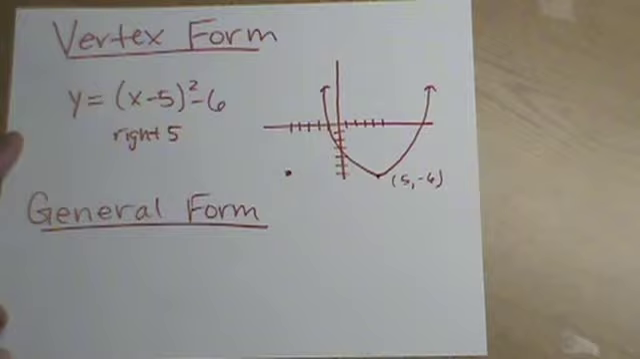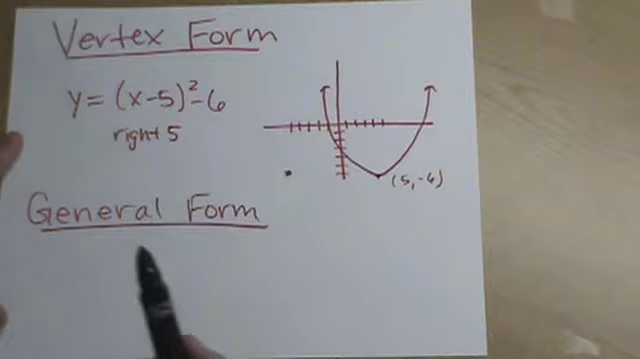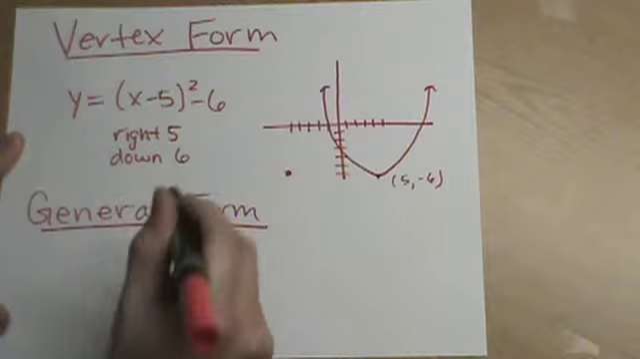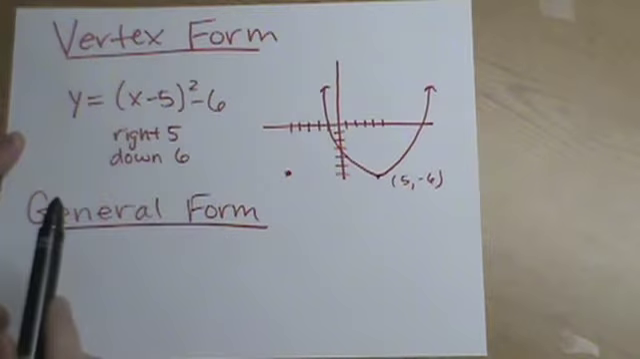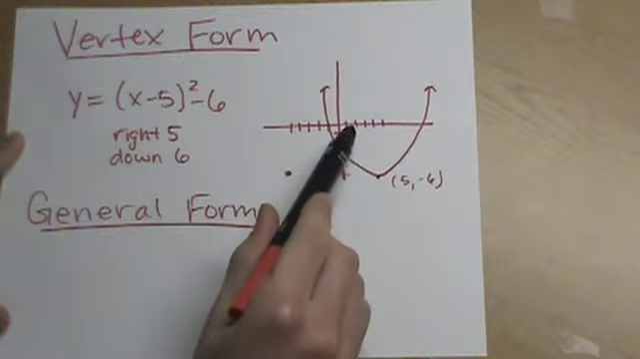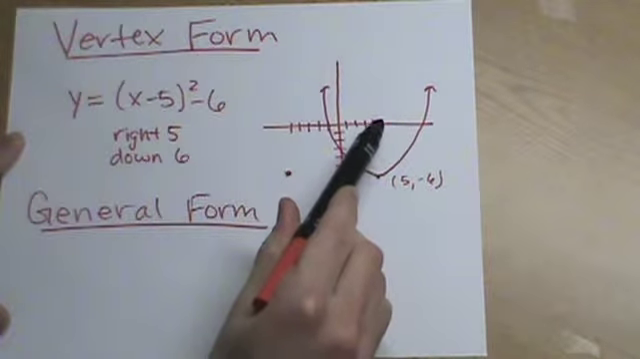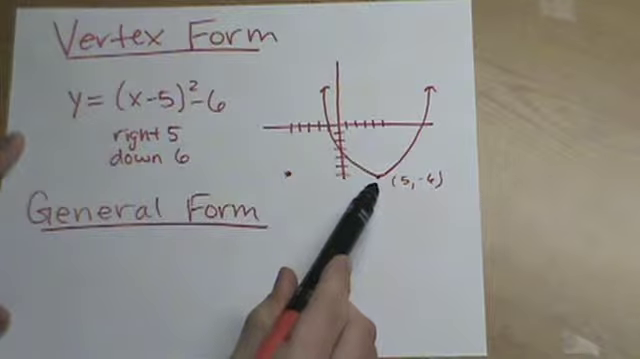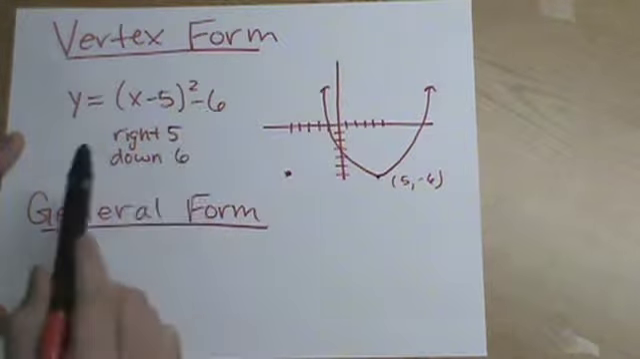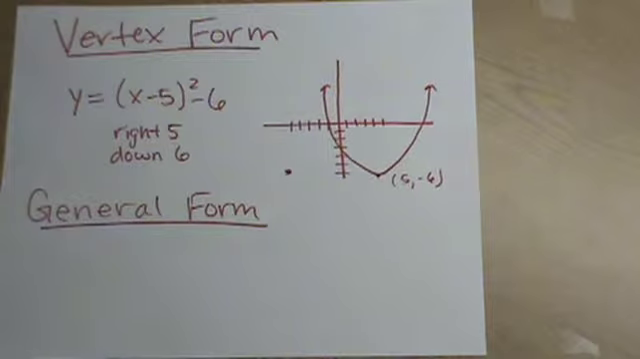And the negative 6 on the outside means do what it tells you, so down 6. And the square tells you it's a parabola. So we have this shape in this location. We went right 5, and then down 6. So our vertex is at (5, negative 6). So the vertex is given for you in this form of our equation.